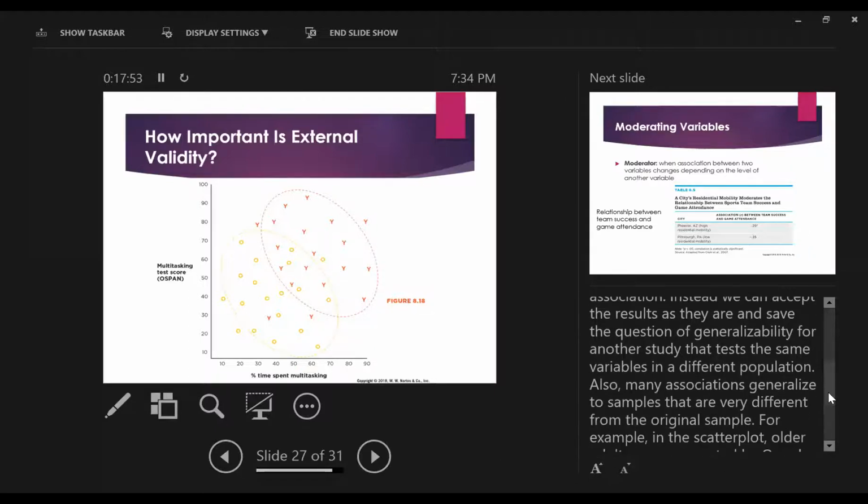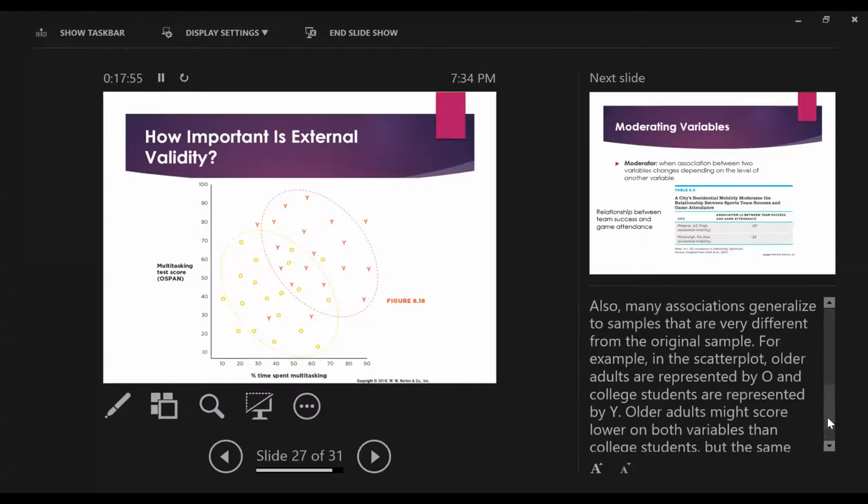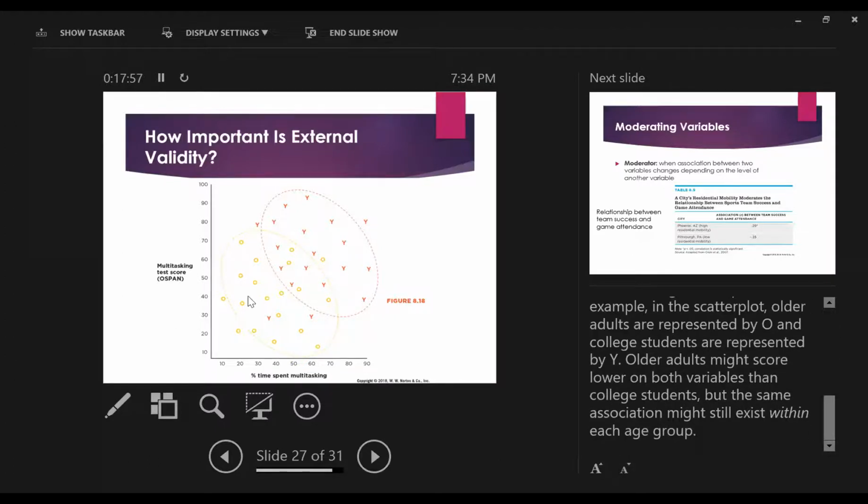So if we look here, this is just an example again of how the two relate to one another. This is again the multitasking score. We talked about this a little earlier in this class. And then the percent time spent multitasking. And what is the relationship between the two? We care about that because we want to be able to generalize that out to others as well.